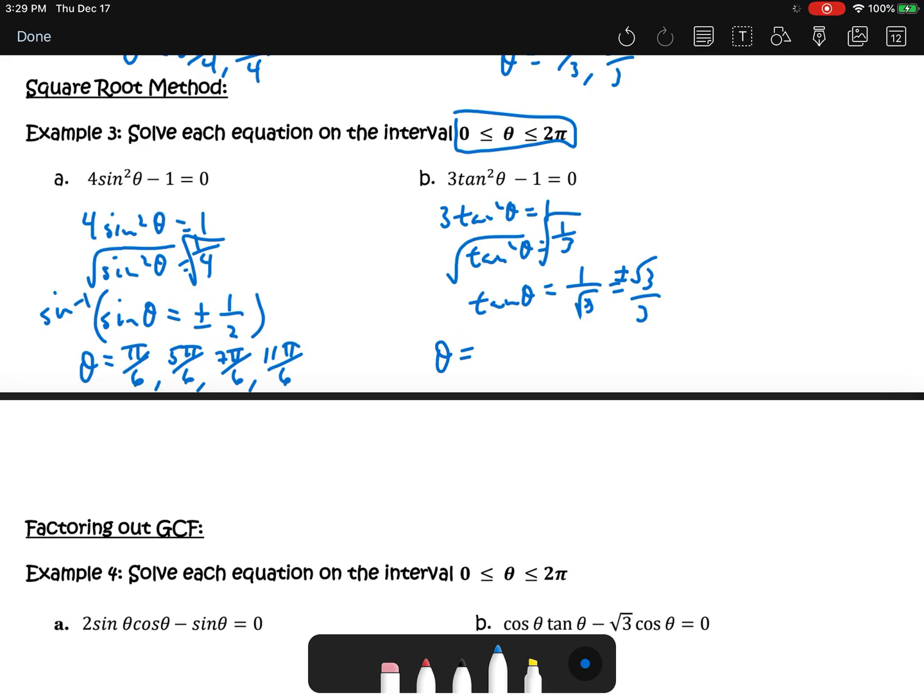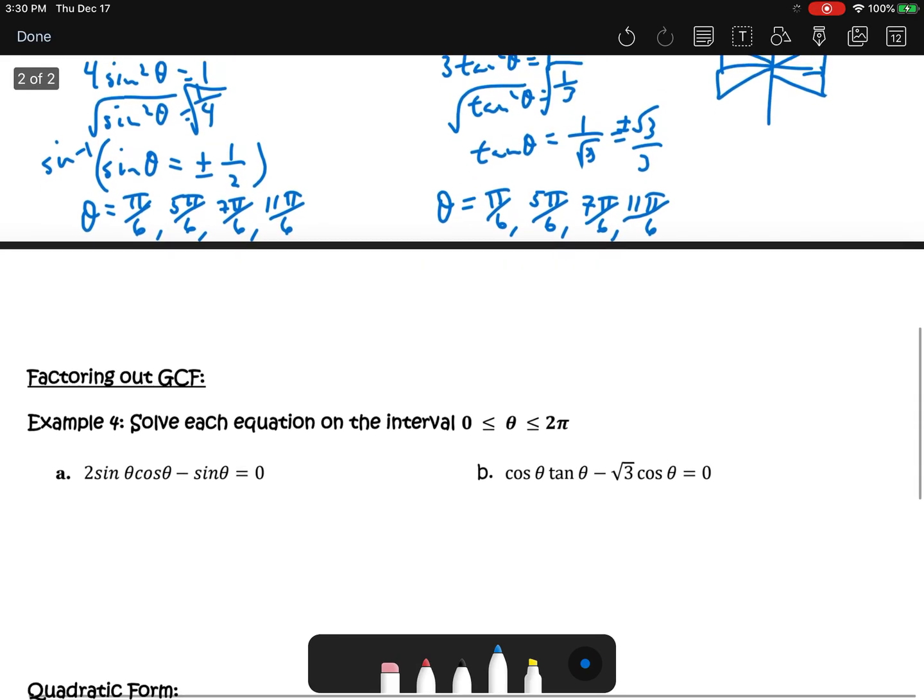So now we ask ourselves, when is tangent radical 3 over 3 or negative radical 3 over 3? And guess what? It's all of these. Just like sine, when sine's 1/2, that's when tangent's radical 3 over 3. So at 30 degrees, pi over 6, 5 pi over 6, 7 pi over 6, and 11 pi over 6, all of these angles have a sine of 1/2 or negative half, and they have a tangent of radical 3 over 3 or negative radical 3 over 3.